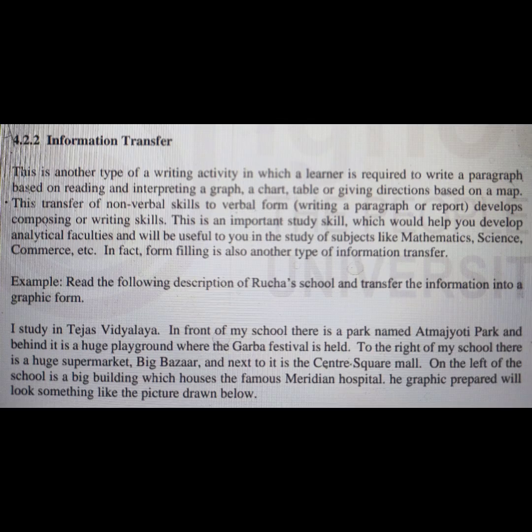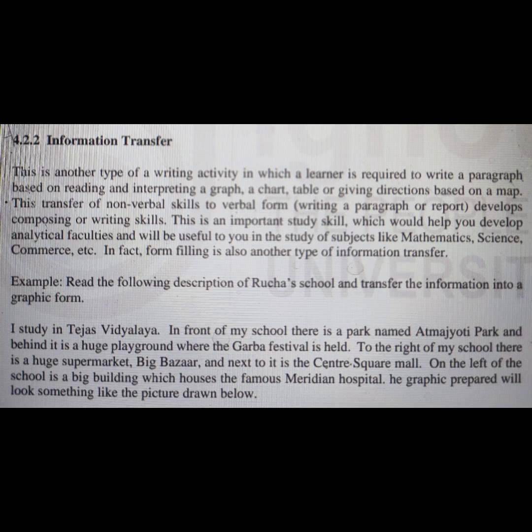Information transfer. This is another type of a writing activity in which a learner is required to write a paragraph based on reading and interpreting a graph, a chart, table, or giving directions based on a map. This transfer of non-verbal skills to verbal form, writing a paragraph or report, develops composing or writing skills. This is an important study skill, which would help you develop analytical faculties and will be useful to you in the study of subjects like mathematics, science, commerce, etc. In fact, form filling is also another type of information transfer.